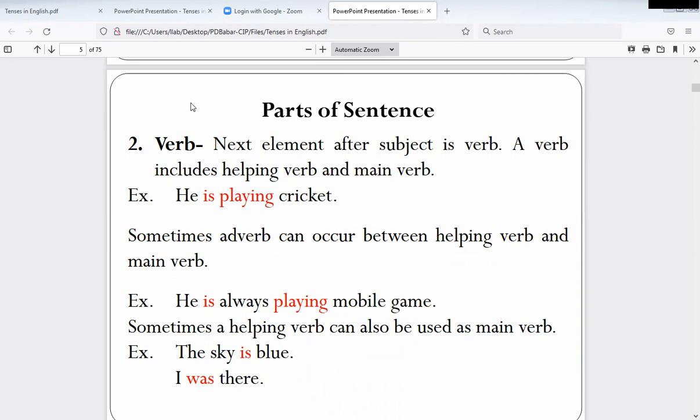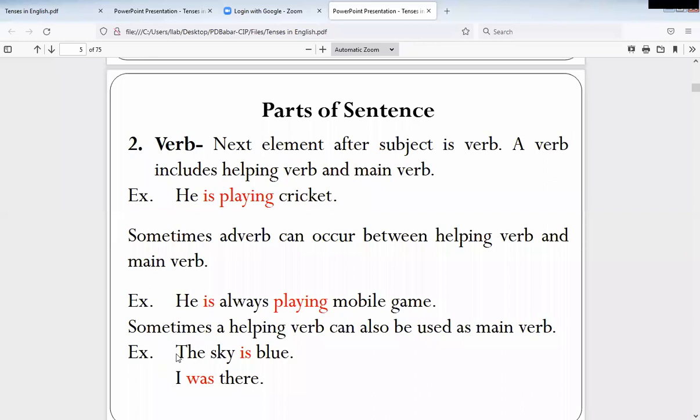Let's see what they're saying. Sometimes a helping verb can also be used as a main verb. So sometimes we can use a helping verb as a main verb in a sentence. Let's see how we can use it.